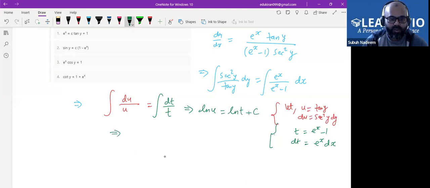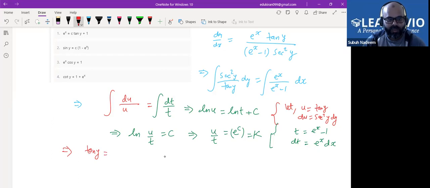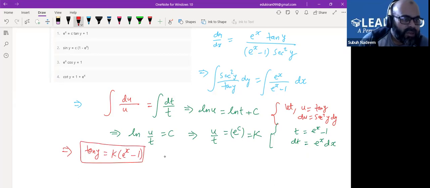So when you integrate, du by u integral is log u, dt by t integral is log t plus c. So it will be log of u by t is equal to c when you take it on the left side. So u by t is equal to e to the power c, which is also a constant k, let us suppose, or you can say that as c also. There is not an issue. So when you write the final answer, u is equal to tan y and you cross multiply t. So that is k into e to the power x -1. So this will be the answer which you will get. Tan y is equal to k into e to the power x -1.